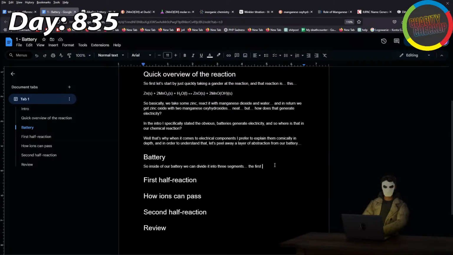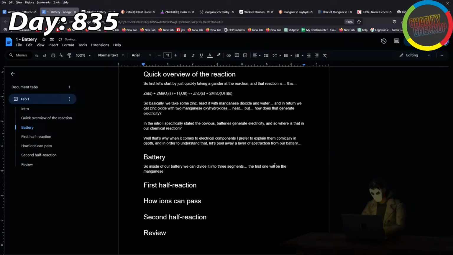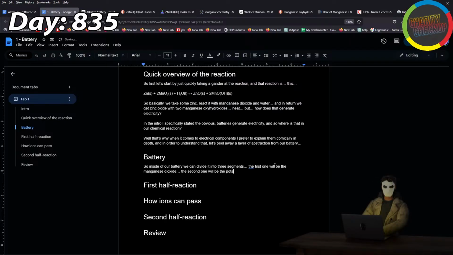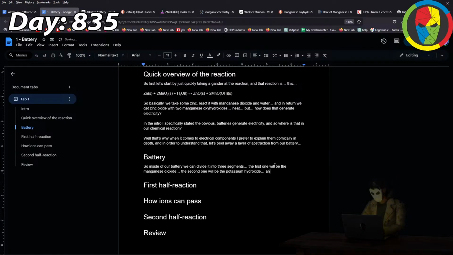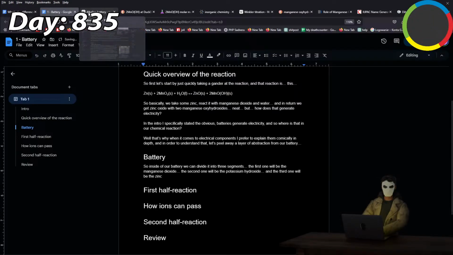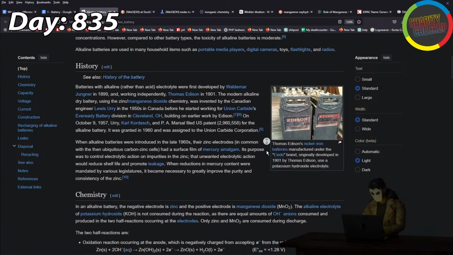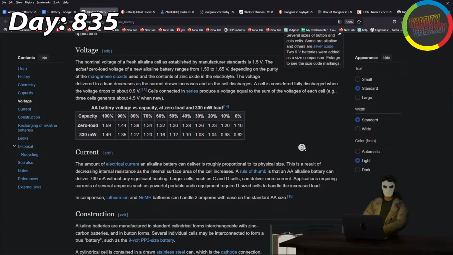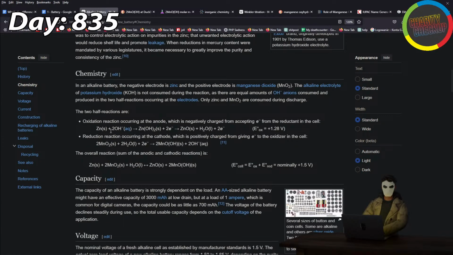Into 3 segments. The first one will be the manganese dioxide. Second one will be the potassium hydroxide. Third one will be the zinc. I'm pretty certain. Let's double check. Recharging of alkaline batteries? No, looking for chemistry, right? The first half reaction is zinc plus this. It gives us, yeah, so this is the one we'll end with.